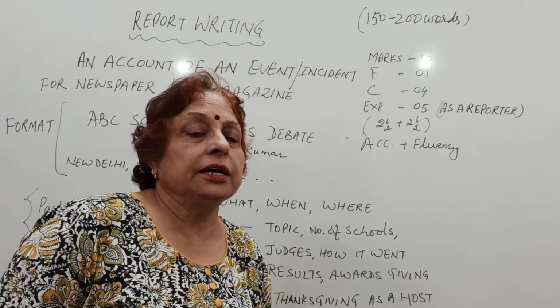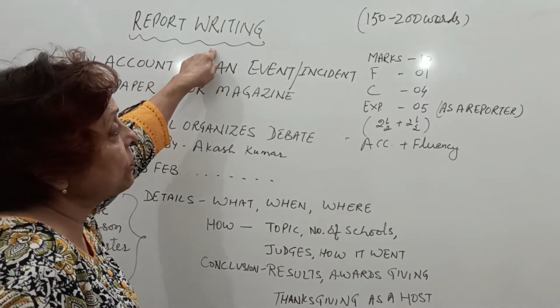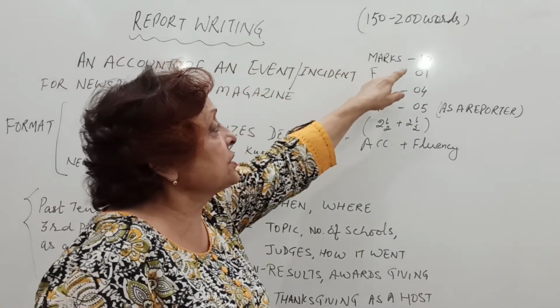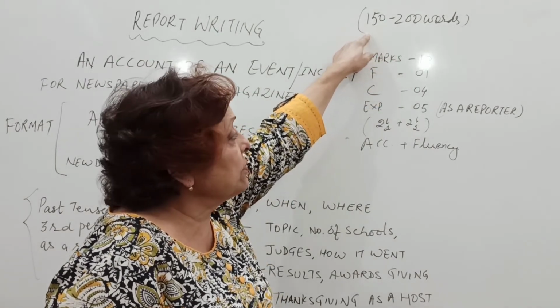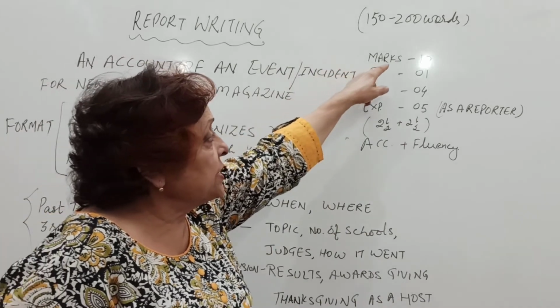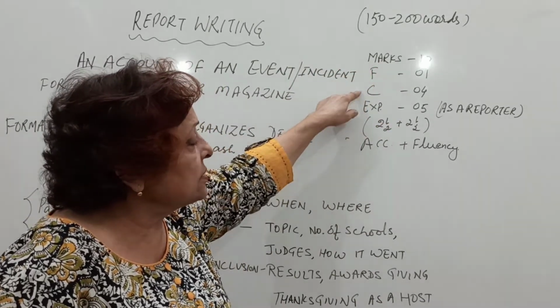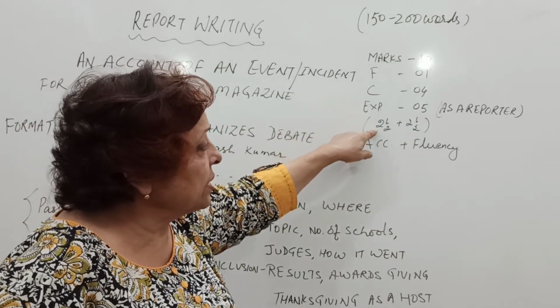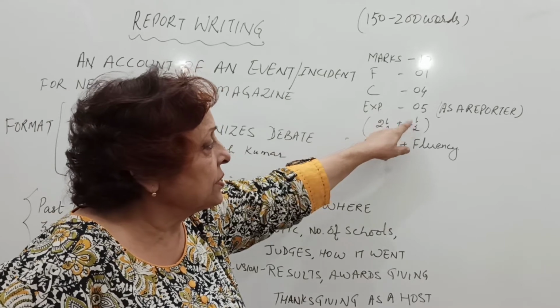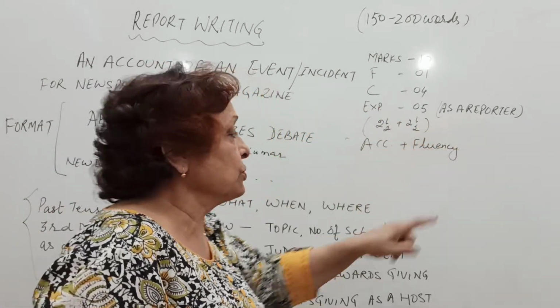Now, let us see how a report is written. Report writing, the question on this will be asked for 10 marks. Word limit 150 words to 200 words. Out of 10 marks, 1 mark is for format, 4 for content, 5 marks are for expression, which is further divided into 2.5 plus 2.5. Expression of a reporter is required in a report.